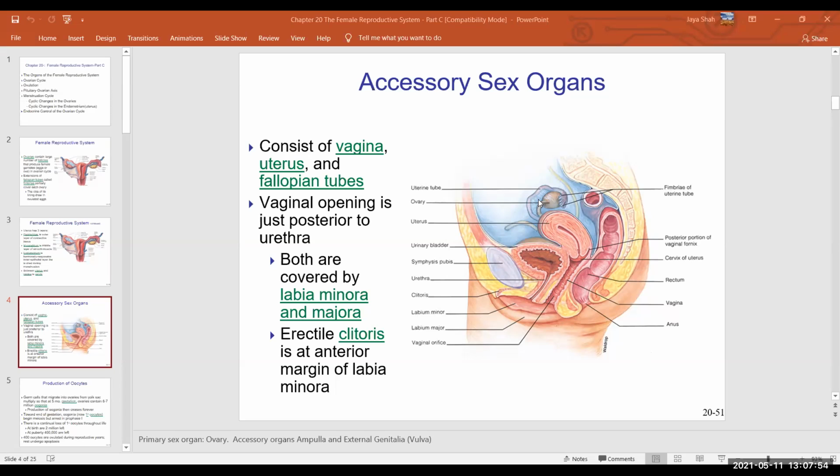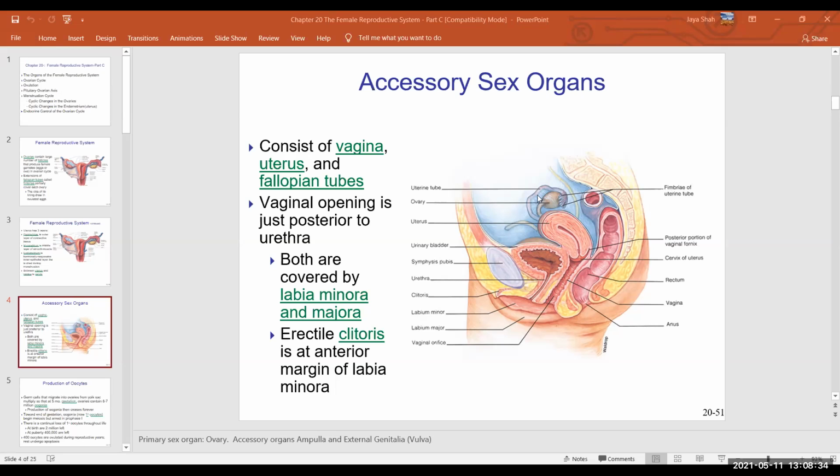Let's go by the organs. The primary organ is the ovary. The ovary is attached to the uterus through a ligament. You see this ligament? That is called the ovarian ligament. So that holds the ovary to the uterus. Then there are the fimbriae of the uterine tube, which in this diagram look like they are attached anatomically to the ovary, but in real life they are not. These fimbriae are away from the ovary. There is a blank space between these two.